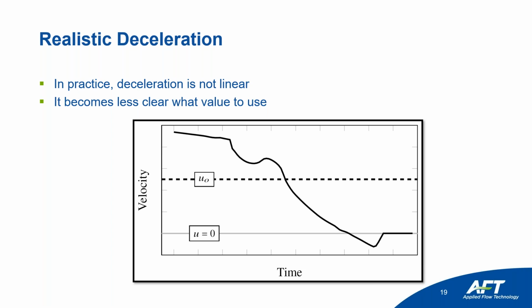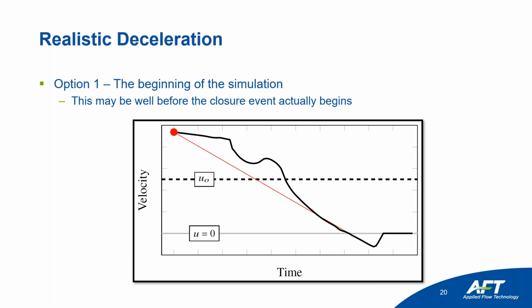So this might be something like a velocity profile you would find out of a real system, out of a model, or measured field data, maybe after something like a pump trip. So this velocity over time behavior is clearly not linear, so it's not so clear what to use. And there's just a number of options. I'm going to go through these quickly.